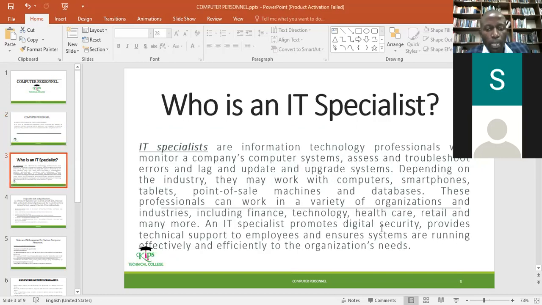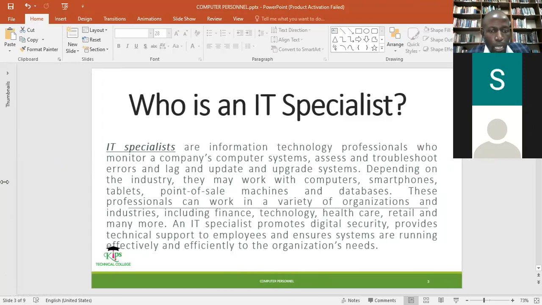So when you talk of an IT specialist, who is this individual? An IT specialist basically is an individual or a specialist who is responsible for monitoring the computer systems and assessing the various errors that come. They get to troubleshoot, they get to update and upgrade systems within an IT department.